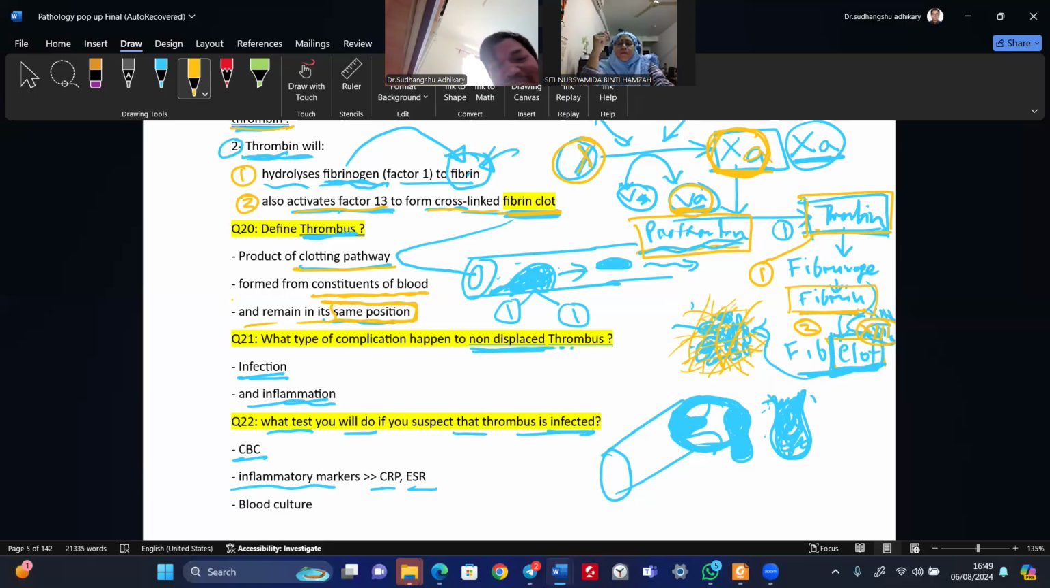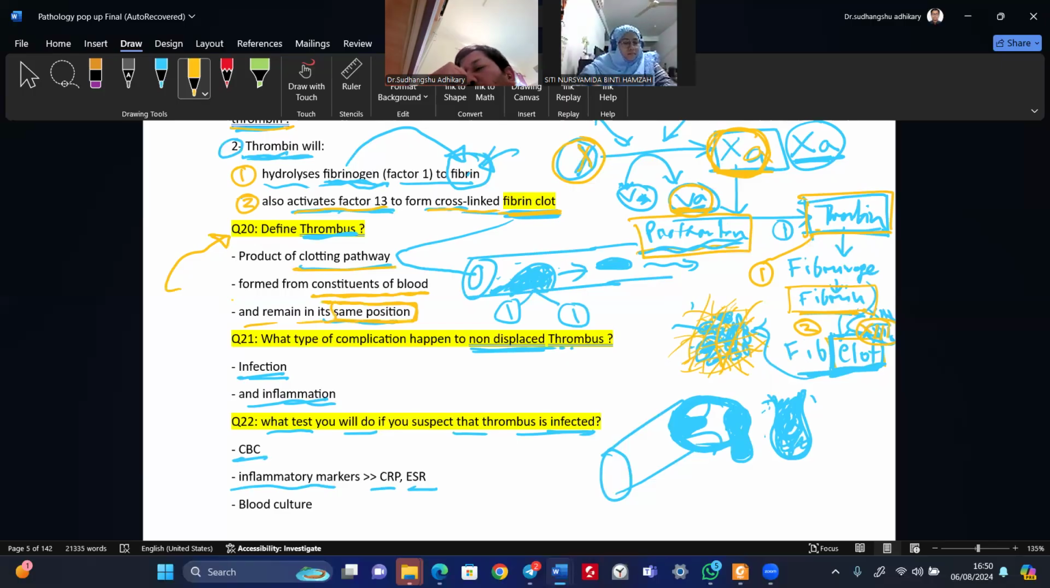So thrombus is not going anywhere. An embolus will be traveling. What is thrombus? A product of the clotting pathway that forms from constituents of blood and remains in the same position. Thrombus and embolus, what is the difference? Embolus can travel. There is thromboembolism, DVT. DVT happens because of embolus, not from the thrombus.